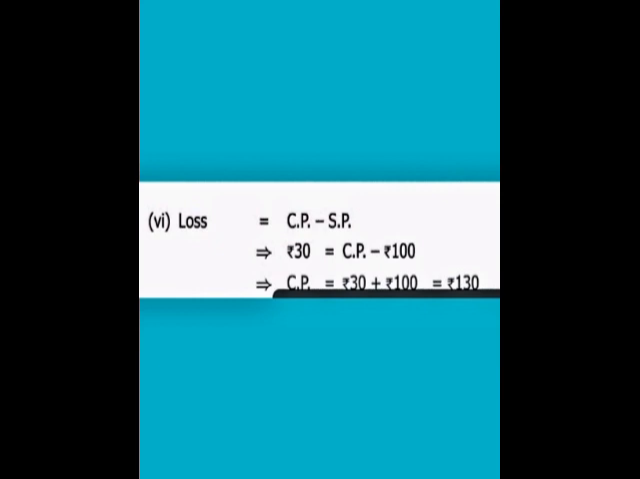From the above examples, we can understand how to find the profit, how to find the loss, how to find the cost price and selling price, with the help of profit and loss being given, and also when cost price and selling price are given.